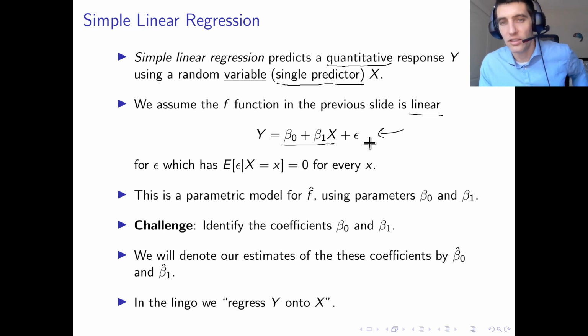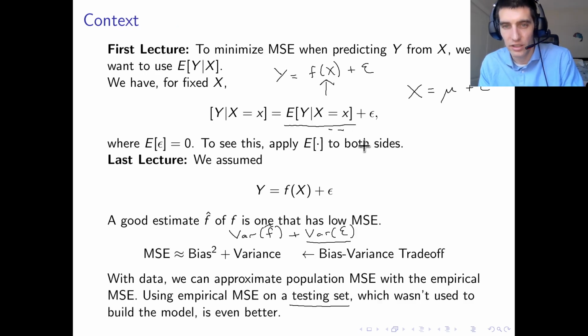And the fact that this epsilon is mean zero ties us into the previous slide where we were talking about y being a conditional expectation plus epsilon. We want to estimate this conditional expectation. So by making this epsilon mean zero, the linear term becomes the portion we want to estimate, this conditional expectation, which is this function f.